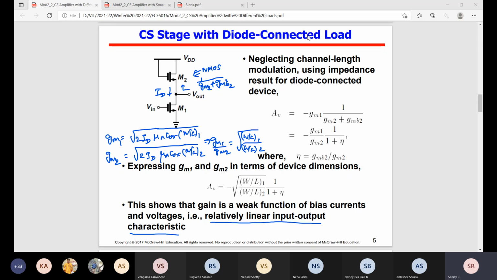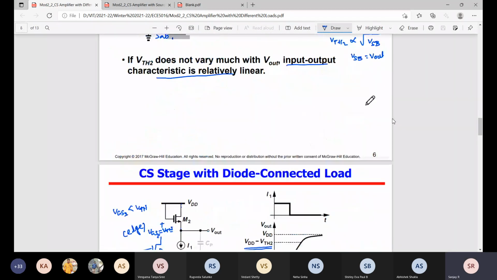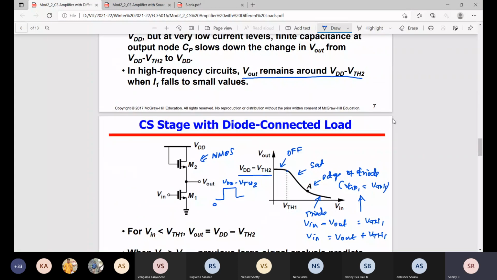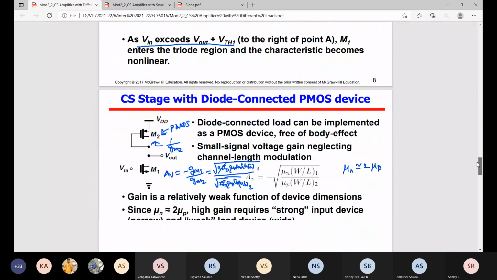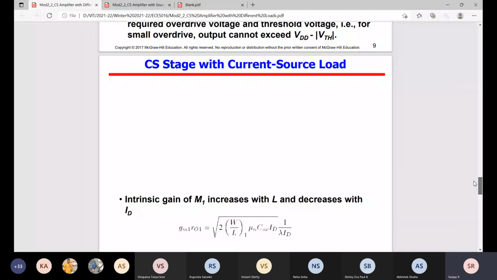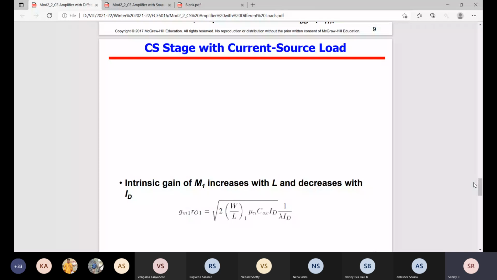So any doubt in last class? Shall we proceed? Okay. So today's class will start from the current source load, common source stage with current source load. Okay.